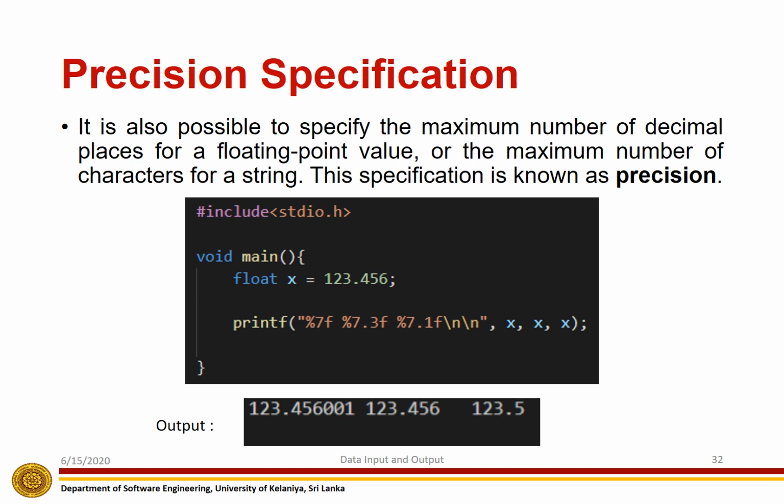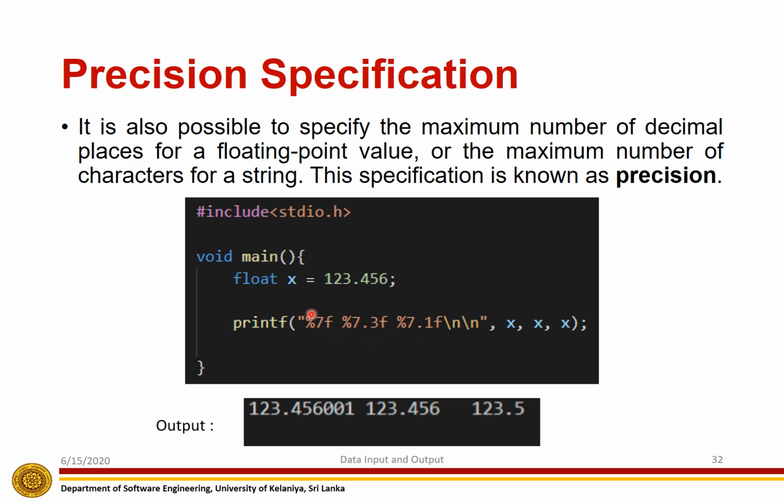A floating point number will be rounded if it must be shortened to conform to a precision specification. Here in the slide you can see an example for that. First I have declared and initialized a variable float x equals 123.456, and I have given a printf function with a control string and the arguments. The first one is %7f, then %7.3f, and %7.1f.